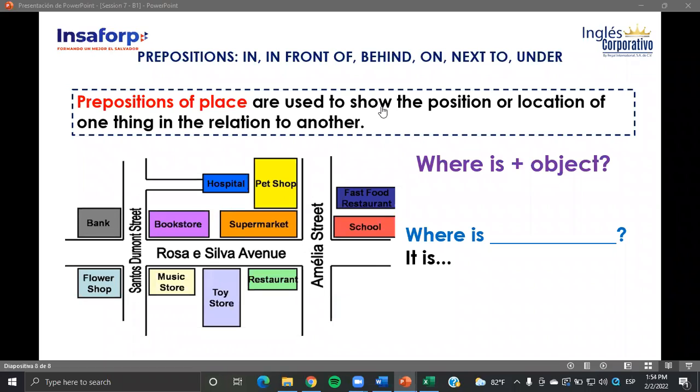Again, Esmeralda, ask the question to Ana Dinora. Where is the bank? Good. Where is the bank, Ana Dinora? It's or it is? You have different possibilities, right? It is. Okay, it is a bank.